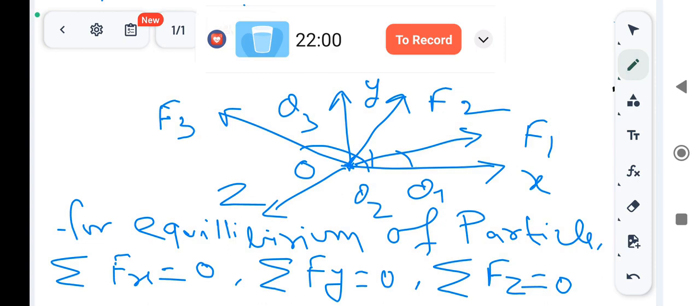Hence, for the equilibrium of the particle placed at a point O, the first condition is that the algebraic sum of forces along the x direction must be zero. The algebraic sum of forces along the y direction must be zero. The algebraic sum of forces along the z direction must be zero. Note down this point.